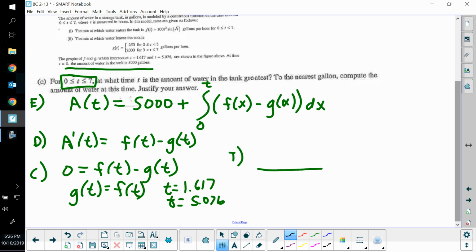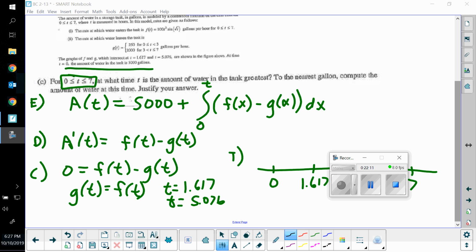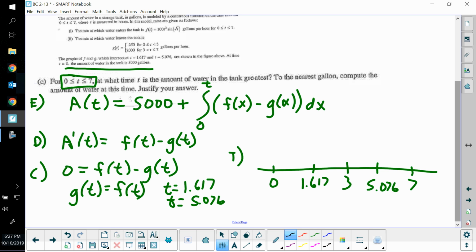So we can do our tests. Our interval went from 0 to 7. We've got each of those critical values. Now keep in mind, on your number line, you also have to put where it doesn't exist. So we had an open circle spot there. Okay, so we have to park that 3 on there as well. All right, so we still have to label. We've got t here, and this was A prime of t.